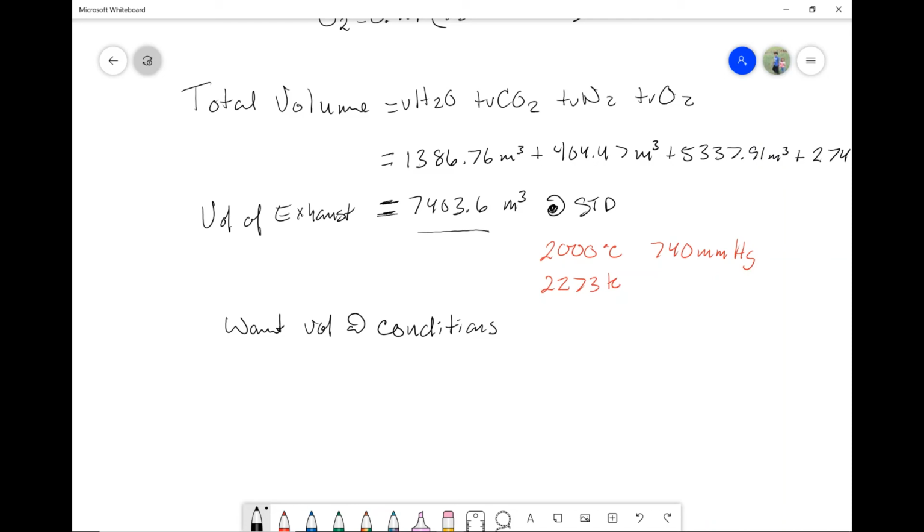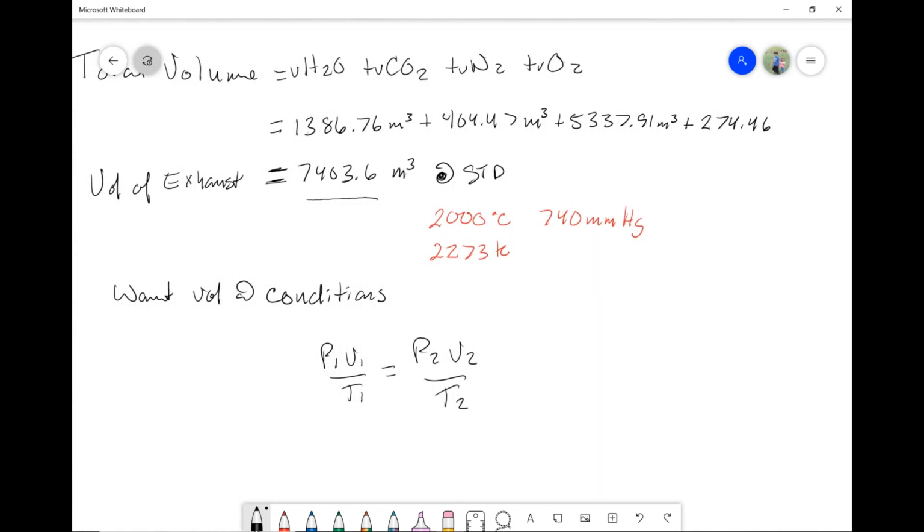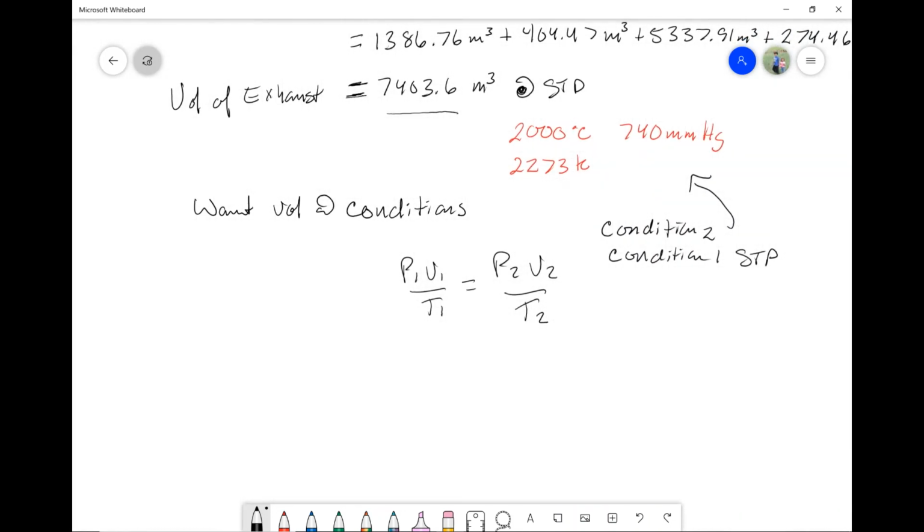So the volume at conditions is, so P1 V1 over T1 again equals P2 V2 over T2. T2 is conditions, or condition 2 is conditions. Condition 1 is STP. So we want to solve for V2.